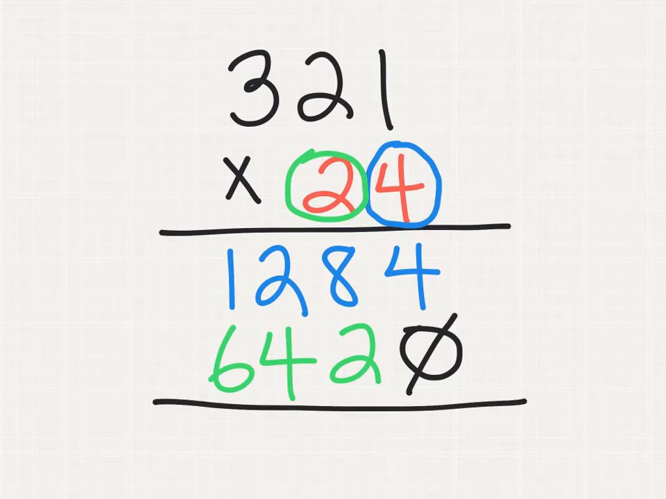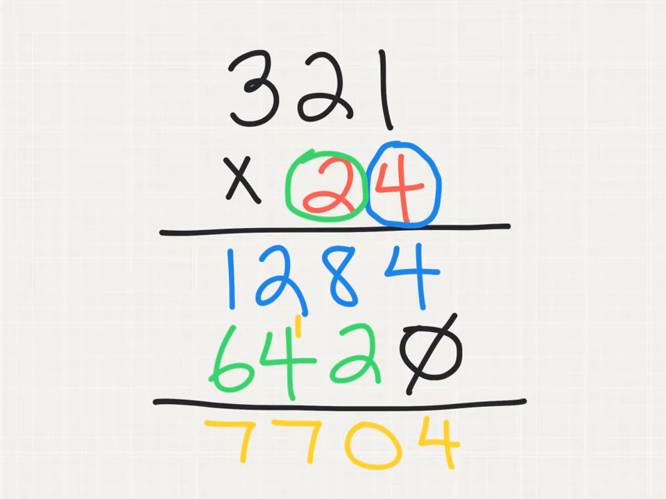We're done multiplying, so now we're simply going to add. And when we add, we find that we get a product of 7,704. 321 times 24 is 7,704. In the next few slides, I'll show you how you can use what you already know about multiplying whole numbers for multiplying decimals.